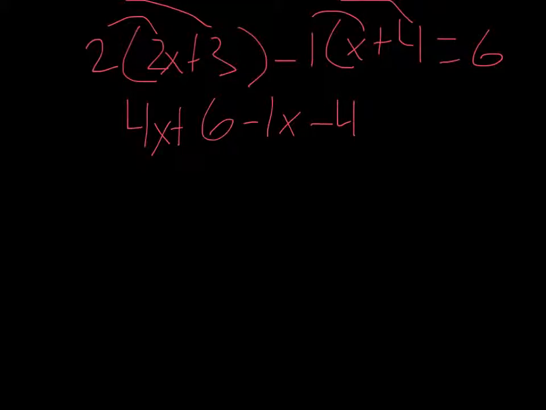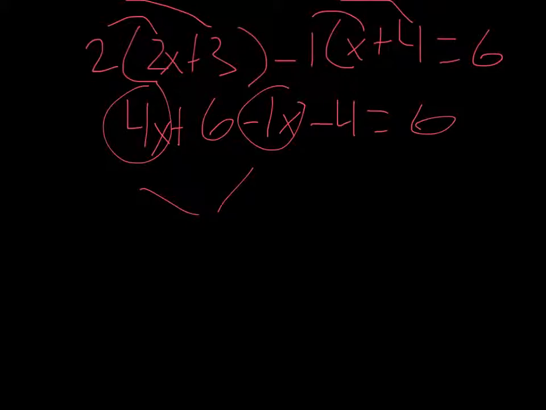Next, we circle the variables. 4x plus negative 1x. It's a battle, since one is positive and one is negative. So this becomes 3x positive.